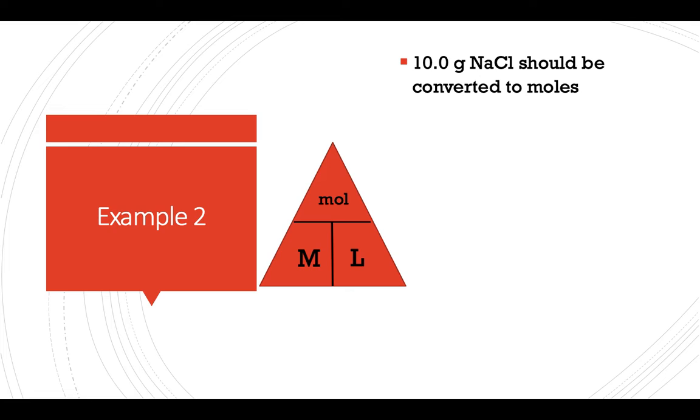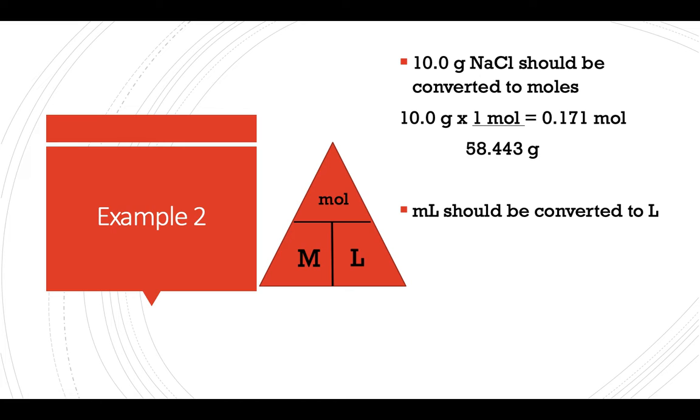So first, we know that we have 10 grams of sodium chloride, but our amount of solute always has to be in moles. So we're going to convert that to moles. If I use the molar mass of sodium chloride, what we end up with is 10 grams equal to 0.171 moles of sodium chloride. The next thing, when we're doing molarity, it always has to be in units of liters. So we're going to convert the 500 milliliters that was given to us into liters, and that turns out to be 0.500 liters.